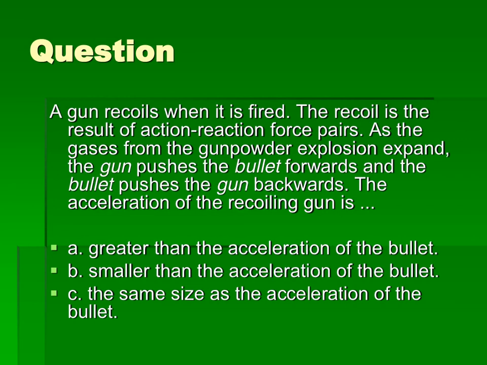And the correct answer, the acceleration of the recoiling gun is going to be smaller than the acceleration of the bullet. Similar to the bus and bug analogy, since the bullet has a smaller mass, it's going to feel much more acceleration. The gun has a larger mass, it's going to feel a smaller amount of acceleration.